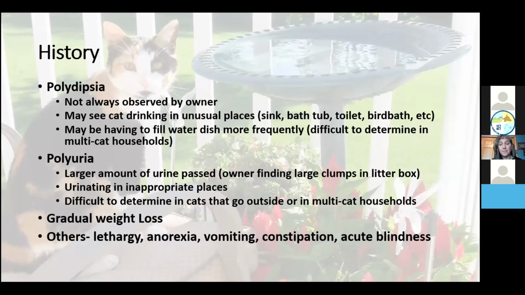And they might even be seeing acute blindness. It may be the only thing that the owner sees. That can happen in early or late stages and is caused from being secondary to hypertension and having that retina detach. If caught early and treated appropriately, this can potentially be reversed and save some vision.